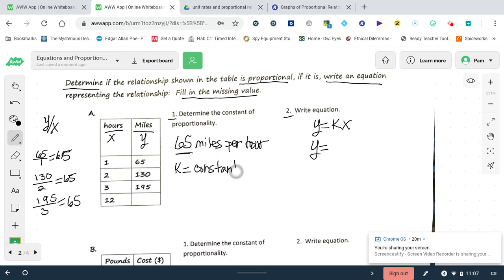And we've already determined the constant of proportionality. The constant of proportionality is represented by a number. So what number represents the constant of proportionality? That would be 65. And then you're just going to keep x. You're not going to write a word for it. So there are no words. You're writing an equation. So y equals 65x. Y equals 65x is your equation.